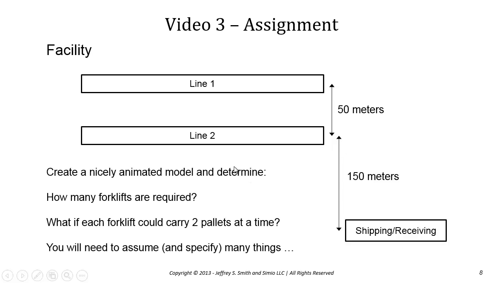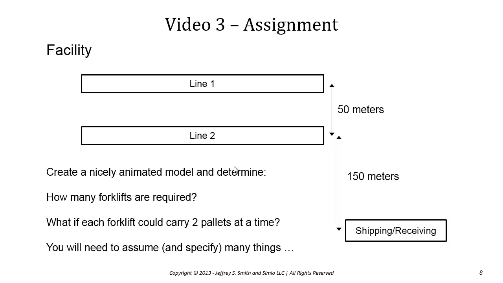The assignment, your task, is to create a nicely animated model, and we'll use the model to determine two things. First of all, how many forklifts are required, under the assumption that each forklift can carry one pallet, and then what if each forklift could carry two pallets, would that change the number that you need?